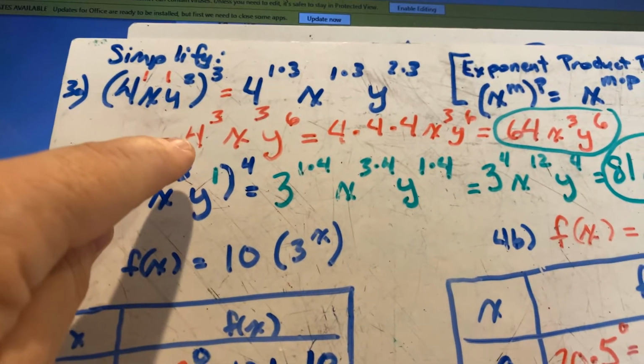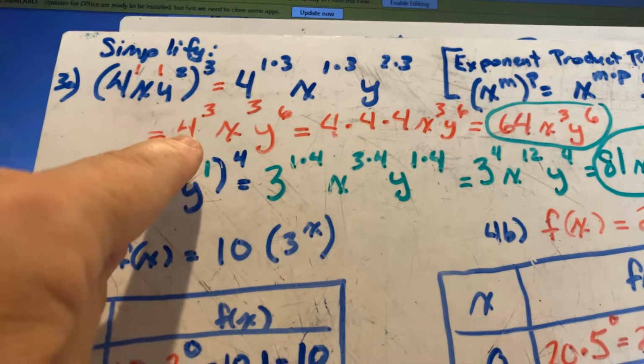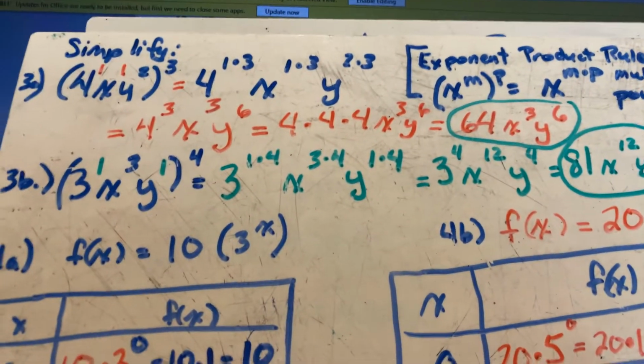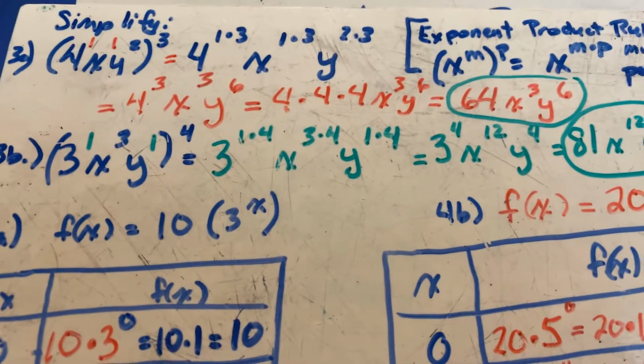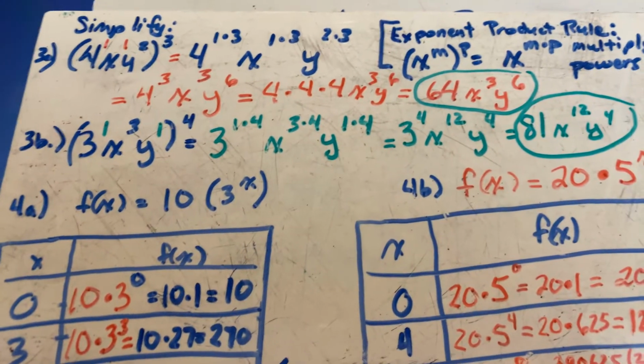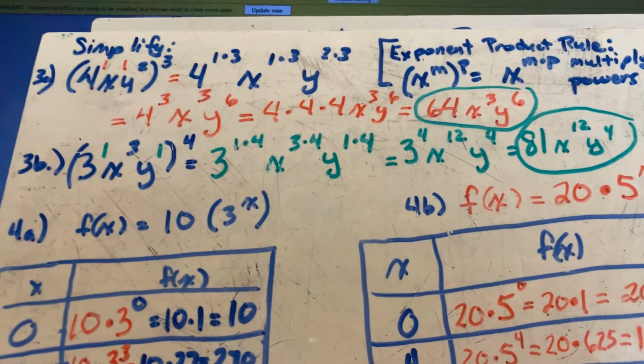Remember that 4 to the third power means I have 3 of the base of 4. So that's 4 times 4 times 4. X cubed y to the sixth for a final answer of 64, x to the third y to the sixth.